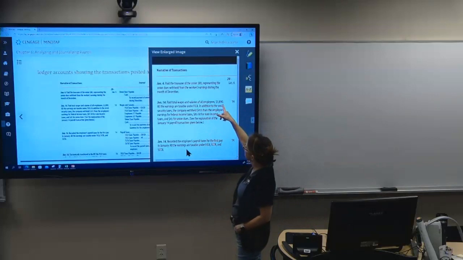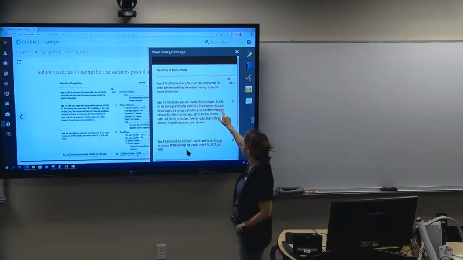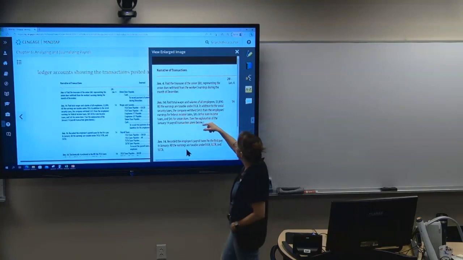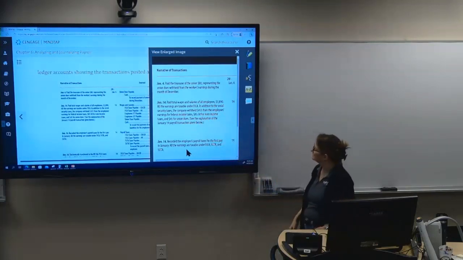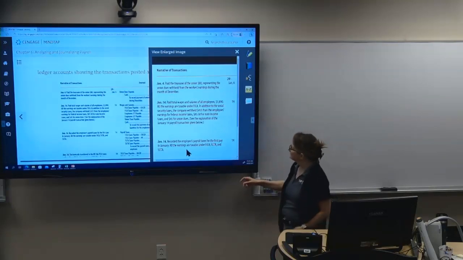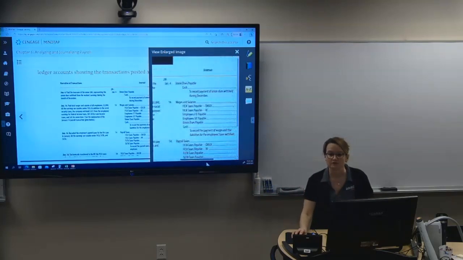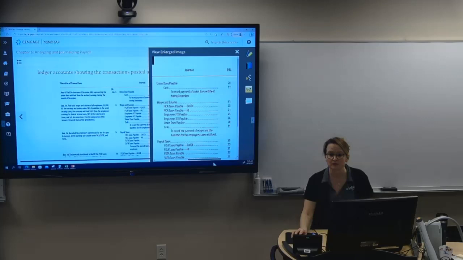They paid $38.90 in salaries. Well, $38.90 in salaries is what was earned by the employees. In addition to Social Security taxes, the company withheld $455 from the employees' earnings for federal income taxes, $85.58 for state income taxes, and $45 for union dues. Okay, so we would have a journal entry. This is what the journal entry then would look like.